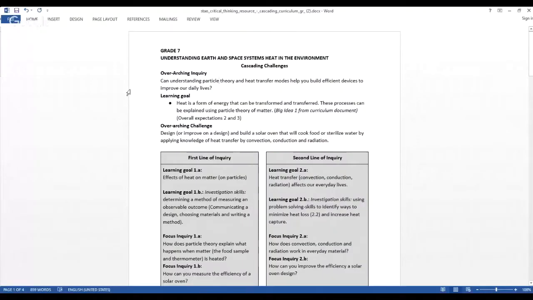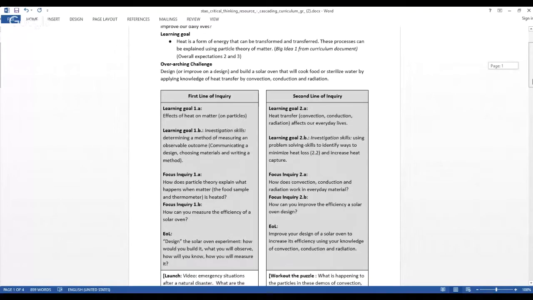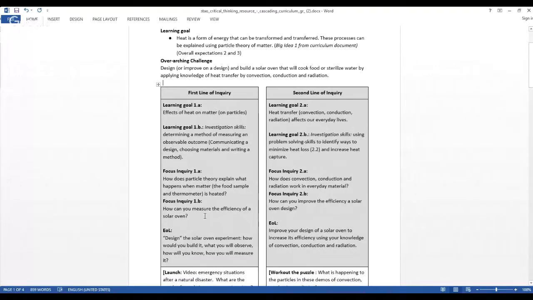If we have a look at our document where we have the cascading challenges, we'll see that we have the same learning goals and overarching challenge that's been described on the first page. The unit is divided into 2 lines of inquiry. The first line is a series of lessons that relate to our learning goal 1A, which is the effects of heat on matter and on particles.